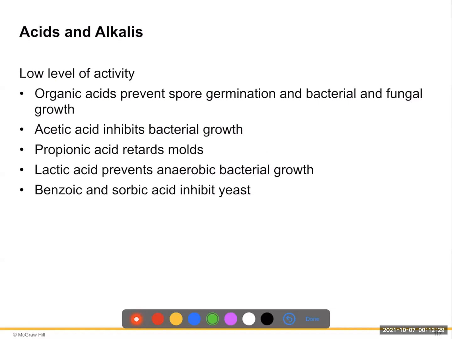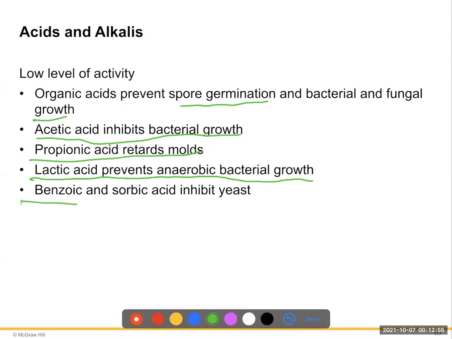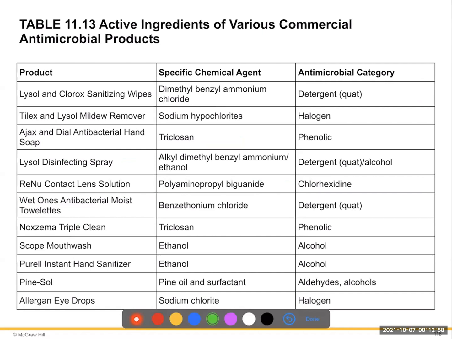Acids and alkyls, it's organic acid prevents spore germination and bacterial and fungal growth. Acetic acid inhibits bacterial growth. Propanoic acid retards mold. Lactic acid prevents anaerobic bacterial growth. We produce that in the body when our muscles have been overused and go into anaerobic respiration. Benzoic acid and sorbic acid inhibit yeast. So here's the different ones, a particular agent and what they are. It's just a summary of it here.